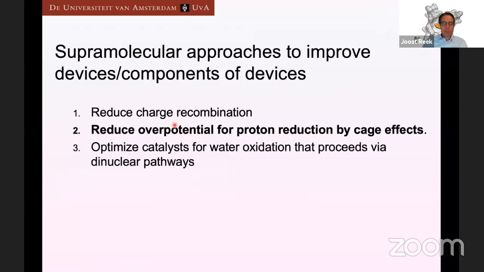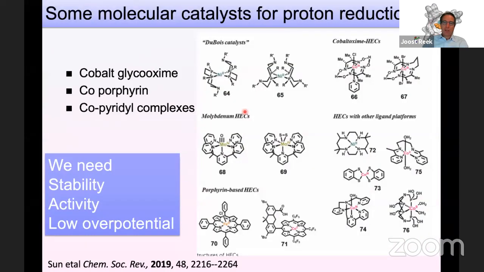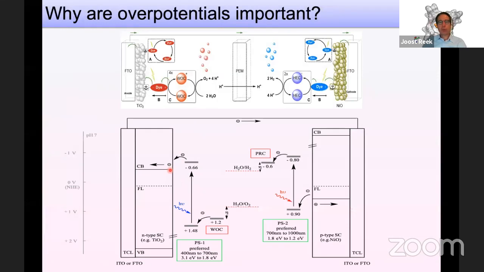So in the second part, I will discuss how we can use supramolecular cages to reduce overpotential for proton reduction catalysis. Here you see a few reported nickel, molybdenum, and cobalt complexes that have been used for proton reduction catalysis. What we need from these catalysts is that they are stable, very active, and show low overpotential. And why is low overpotential important?